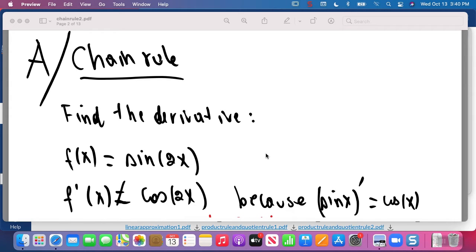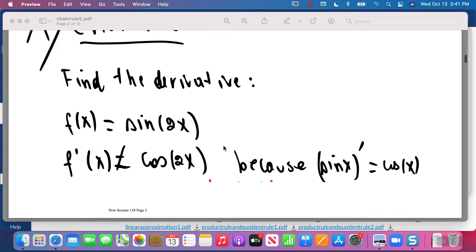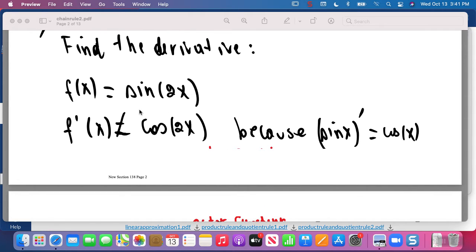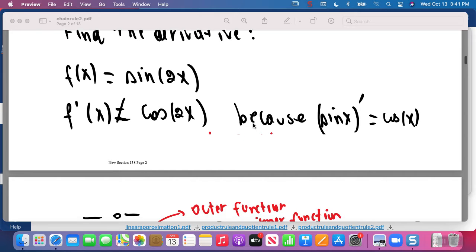Hello. So today I want to discuss the chain rule. The chain rule is useful when you're trying to take the derivative, for example, of sine of 2x. So it's not sine x, but it's sine of 2x. Now, what happens if you take the derivative of sine 2x? What will happen with this 2? Because we know the derivative of sine x is cosine x.